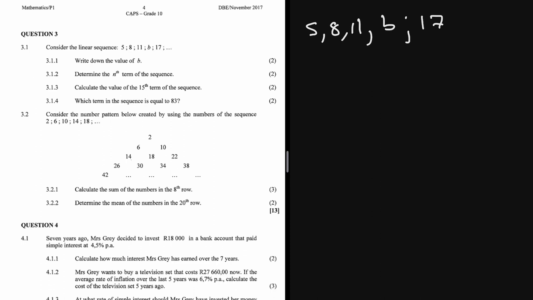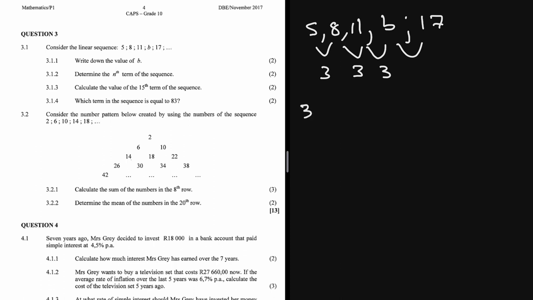So if this is a linear sequence, we must confirm that this is true. So we're going to say the term in front minus the term at the back. So it's 8 minus 5, which will give us 3. And therefore 11 minus 8 will give us 3. So now if the difference is consecutive between two terms, it's going to be consecutive through the next terms. Therefore, to get the value of B here, we're just going to add 3. And therefore we'll have to get 3 to add to get 17.